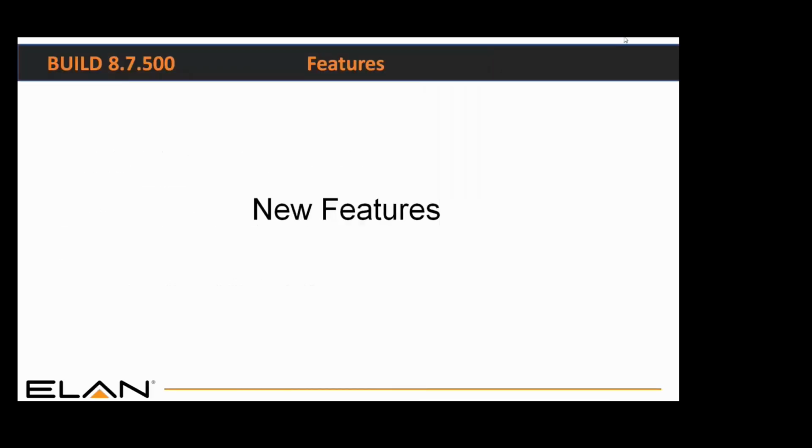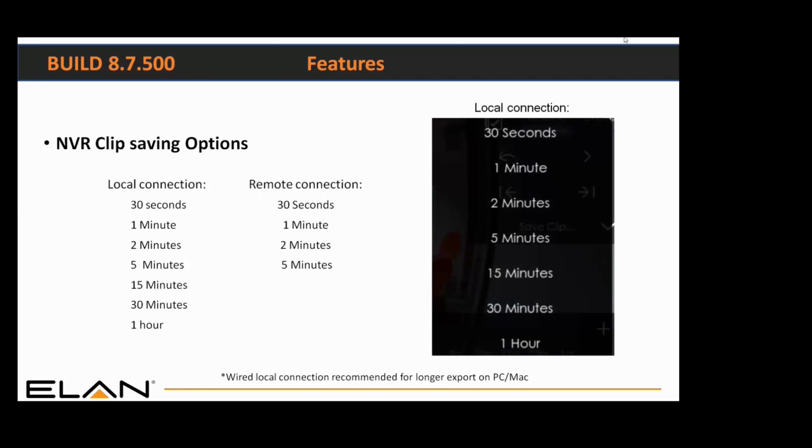Now we'll talk about the new features. I had mentioned this earlier, but now we'll talk about it in a little more detail: the NVR clip exporting or saving options. Saving a clip locally versus remotely has different options due to connection speeds and what's allowed. On a local connection, you can now export an NVR clip, again for the software NVR, of 30 seconds, 1 minute, 2 minutes, 5 minutes, 15 minutes, 30 minutes, and 1 hour. On a remote connection, you can export an NVR clip, again with the software NVR, of 30 seconds, 1, 2, or 5 minutes.